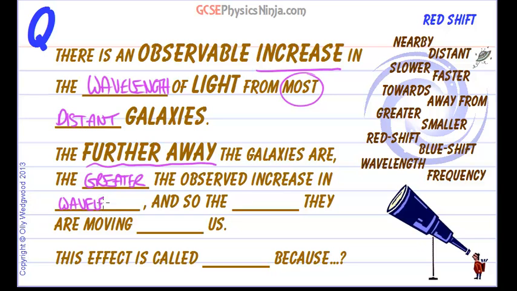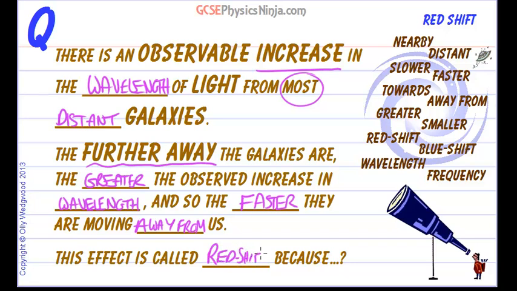Now that's very interesting, and an astronomer called Hubble observed this. The further away the galaxies are, the greater the observed increase. And so what this means is the faster they are moving away from us. This effect is called redshift.